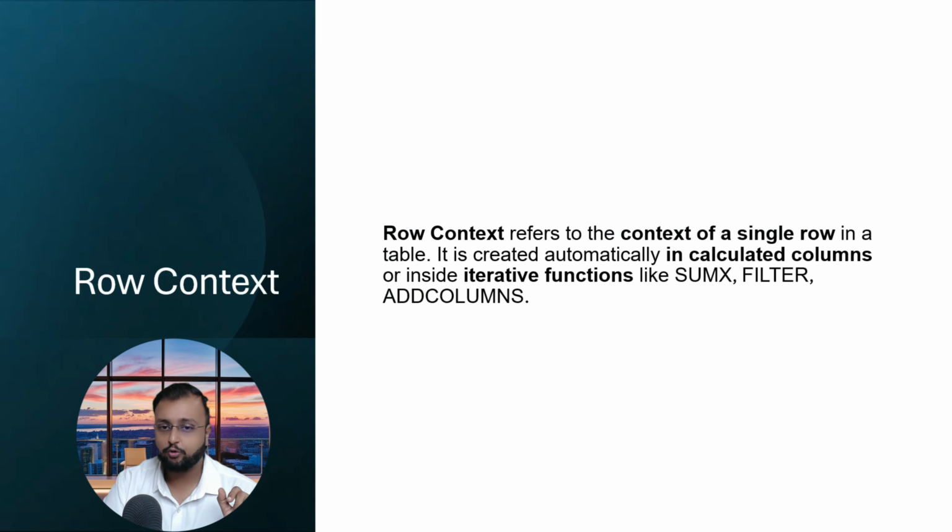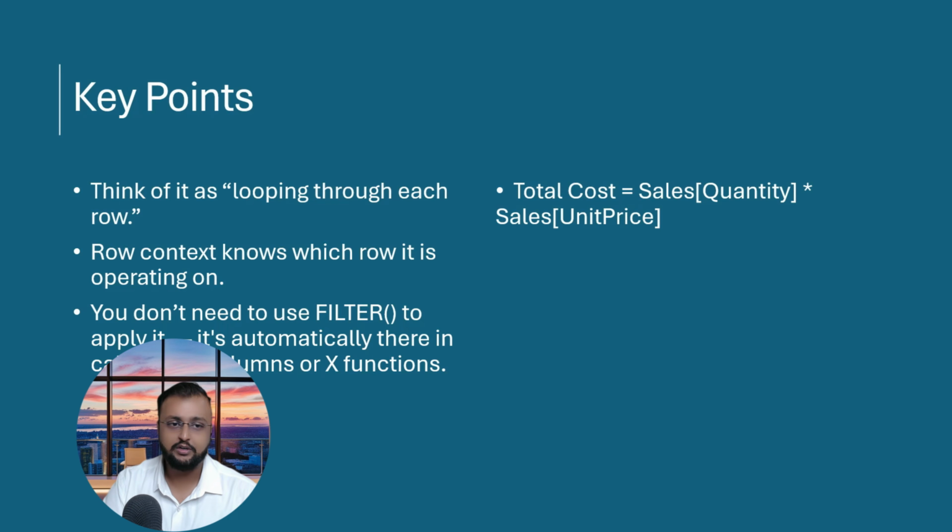Before we move to the filter context, a few points we need to consider. So think of looping through each row. Same thing which I explained, it is just mentioned here as key points. Quantity into unit price, we also discussed that. Row context knows which row it's operating on, and you don't need to use any kind of filter to apply it, it basically automatically takes the filter as well from your Power BI report.